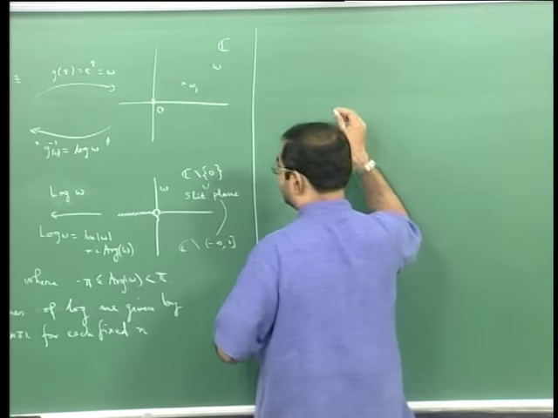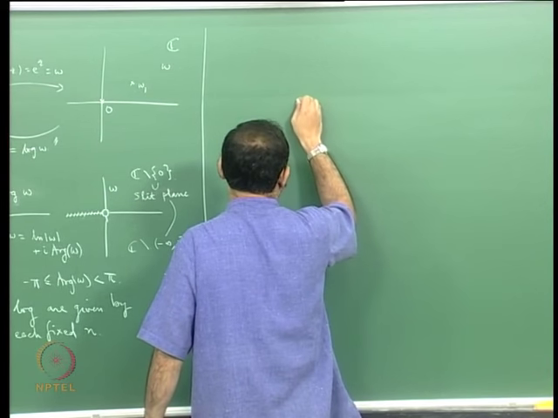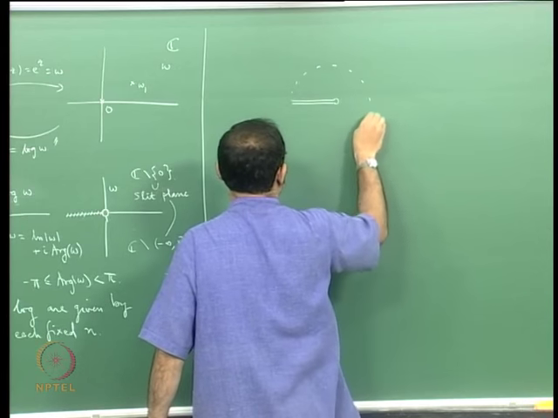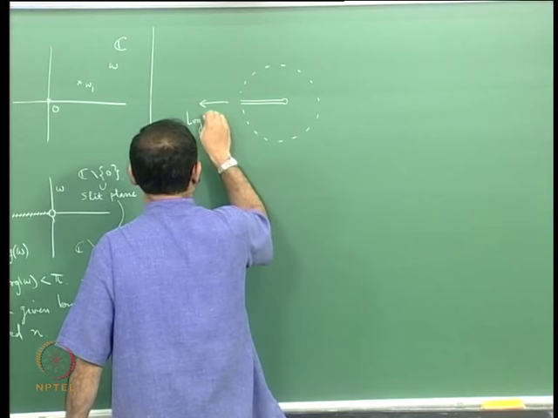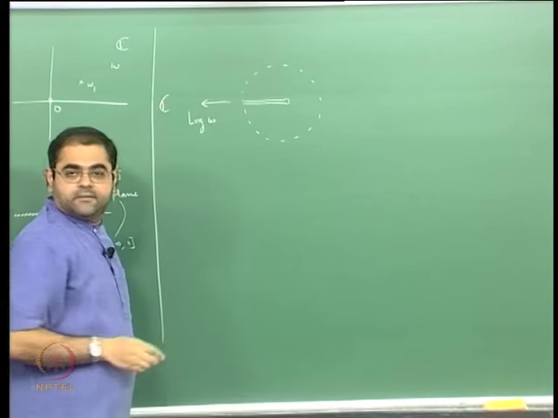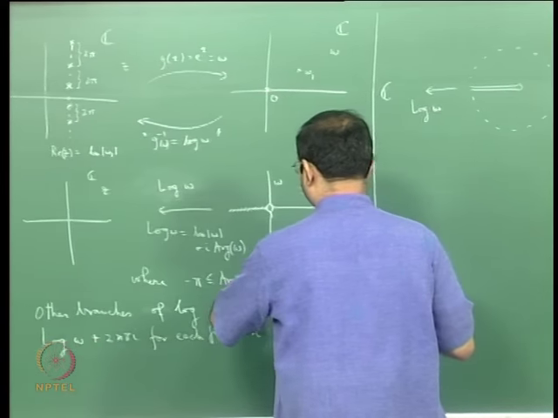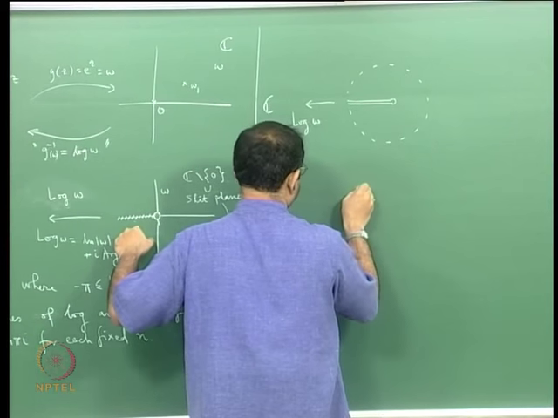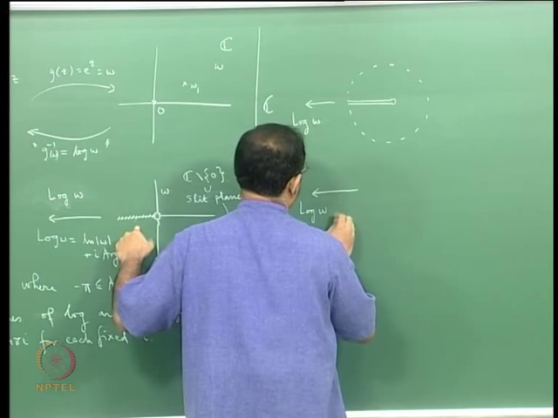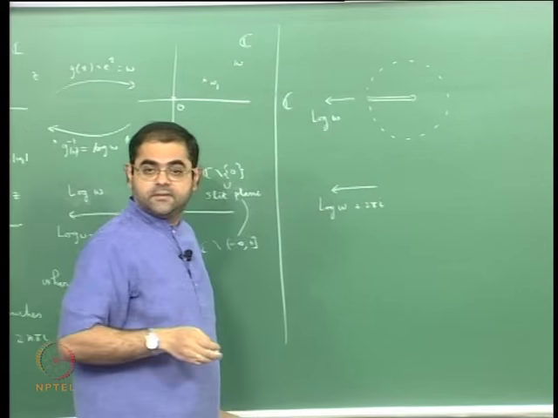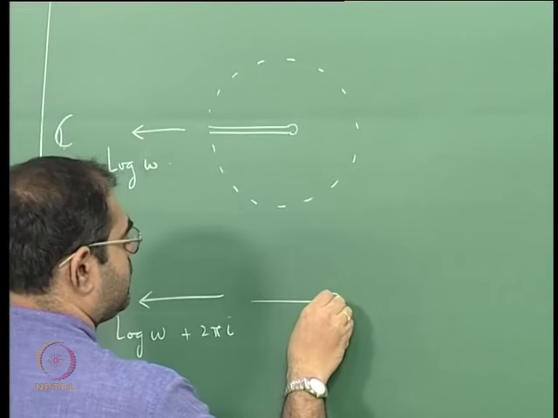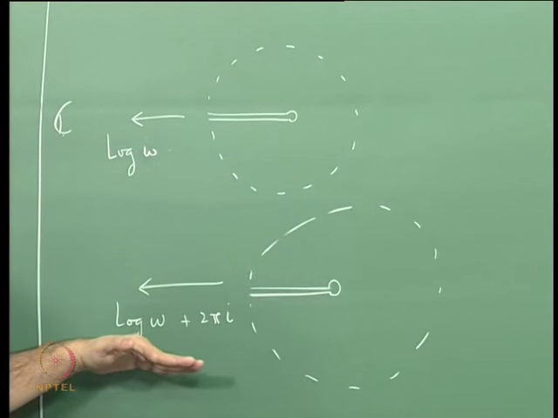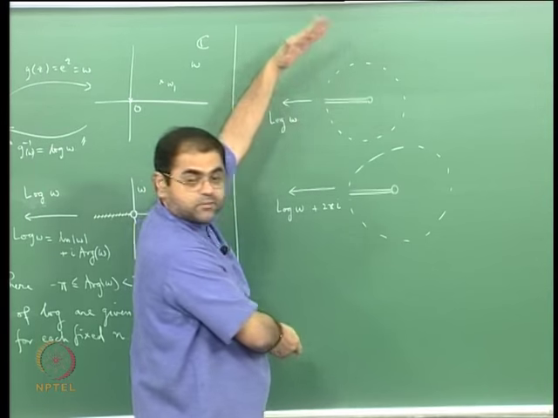So how does one do it? One does it in a very nice way. So let me explain. Let me draw like this. This is a slit plane, and here I have log w. Then what I have next is log w plus 2 pi I. This is another branch, this is also defined on the slit plane. I have added 2 pi to it, and so on. It continues in both directions.